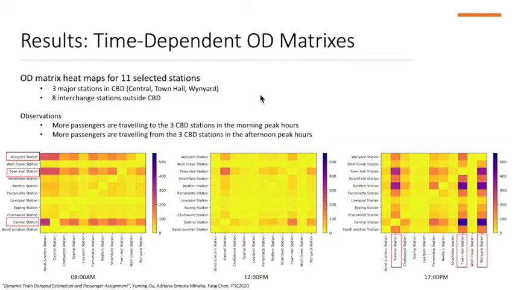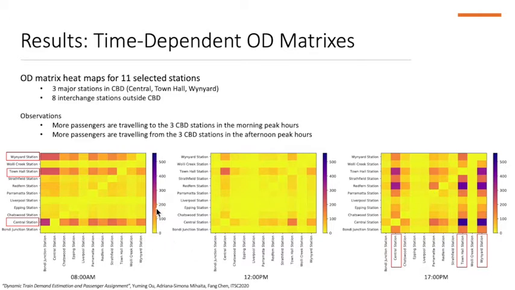Here we report the OD matrix estimated by our method for 11 selected stations, which include 3 major train stations in the CBD, Central, Town Hall, and Wynyard, and 8 other interchange stations outside the CBD. We use heat maps to present the OD matrix. This is the OD matrix at 8 a.m. in the morning peak hours, this is the OD matrix at 12 p.m., and this is the OD matrix at 5 p.m. in the afternoon peak hours.